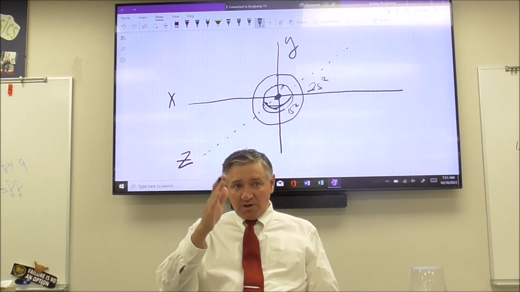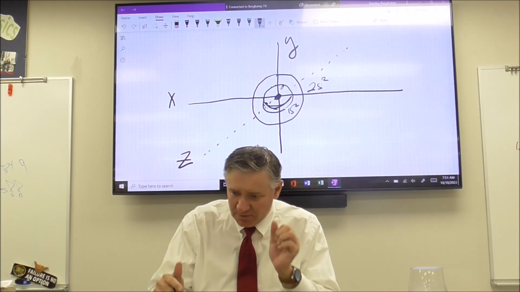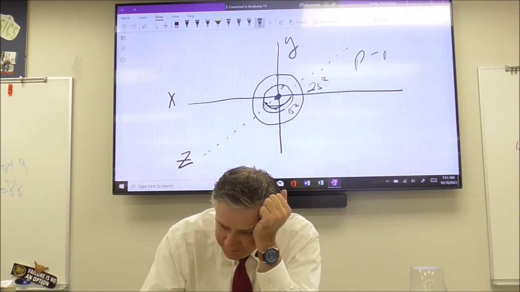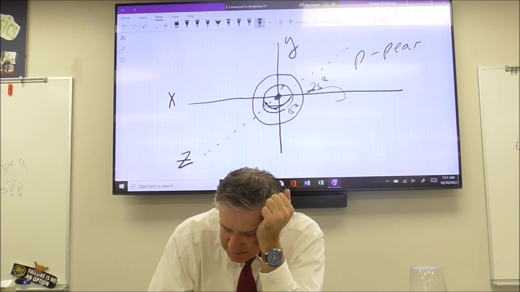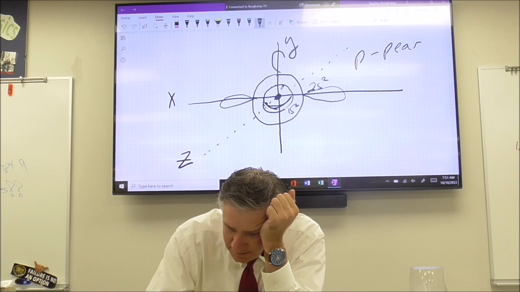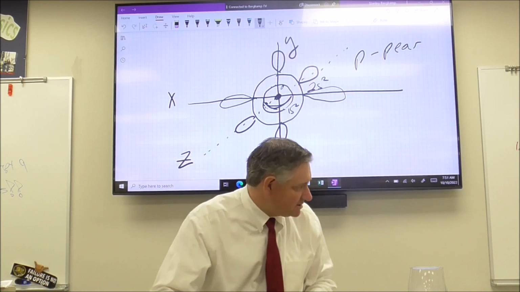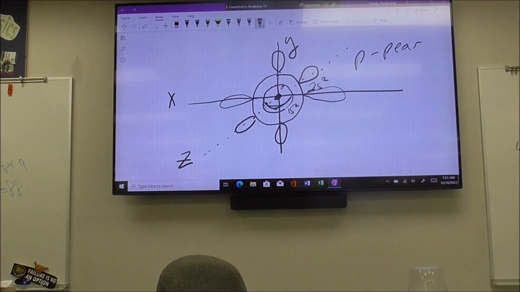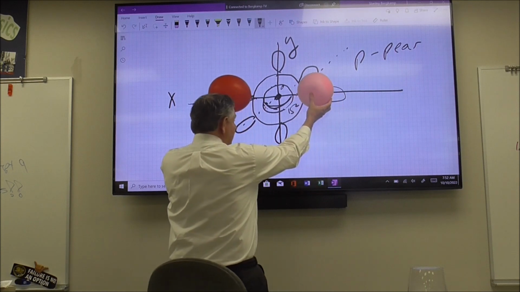Now, the P sublevel is more complicated. The P sublevel is pear-shaped. That's how you remember it. So what that means is that it's coming out here like this. So imagine these are like balloons like this.